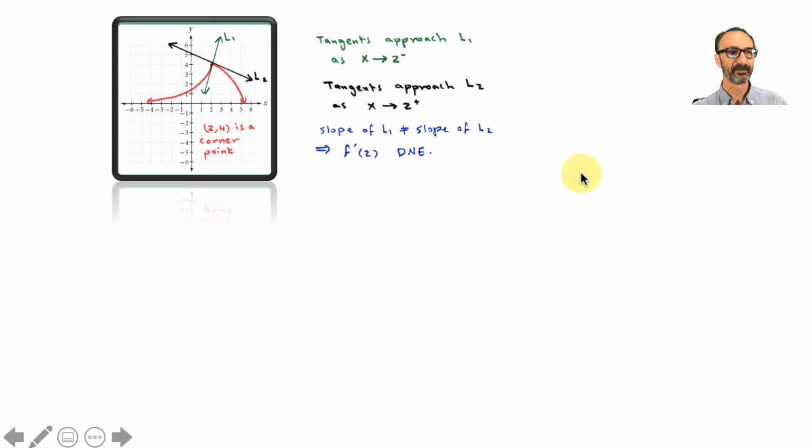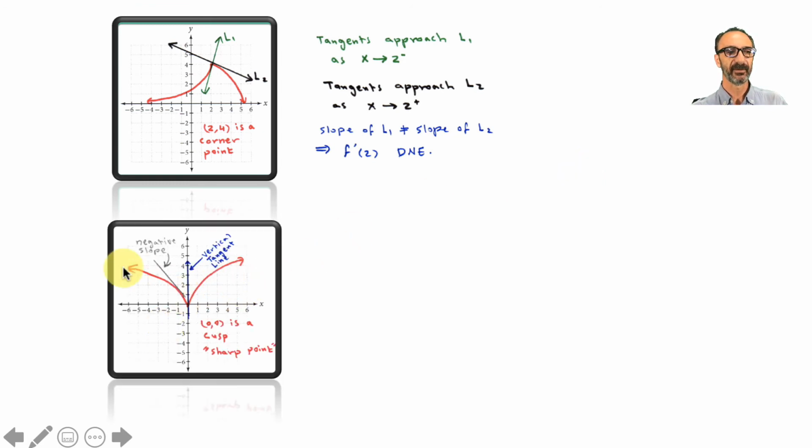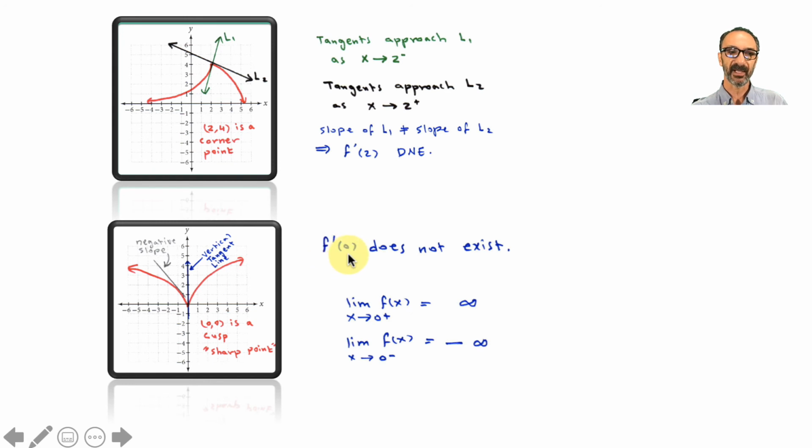Take another example. Now this one here, kind of like the last one, you could call it a corner point, but it has another name. It's called a cusp, C-U-S-P. That's kind of like a sharp point. This is concave down, and this is also concave down. But look at the tangents. As you get closer and closer to 0 from the right side, they will eventually become like the y-axis. Same thing right here. Those will go down. Negative slopes, positive slopes. F prime at 0 does not exist.